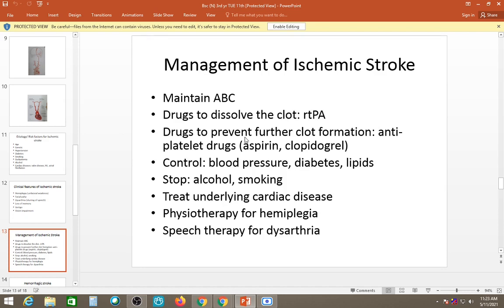Then we have to give medicines to prevent further formation of any more clots in that place. We have to give antiplatelet drugs like aspirin and clopidogrel lifelong. We have to control the causes of stroke, like we have to control blood pressure, control diabetes, decrease cholesterol, and stop alcohol and stop smoking. We have to treat any underlying cardiac disease like myocardial infarction or valvular heart disease or atrial fibrillation for embolic stroke. And then the patient has to undergo rehabilitation therapy like physiotherapy for hemiplegia and speech therapy for dysarthria or slurring of speech.